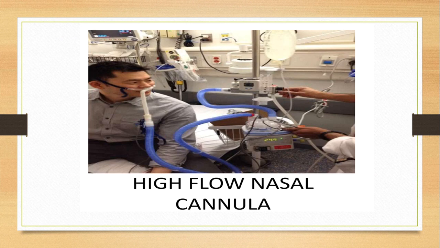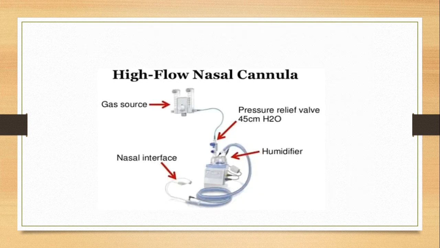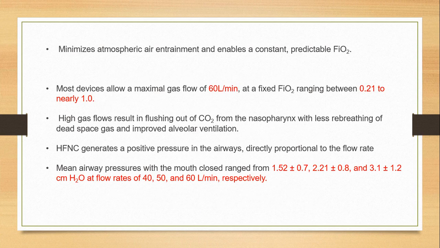So this is the picture of an HFNC setup. There is a gas source, then a humidifier, and a generator which blends the gases, and then these cannulas are placed onto the patient, and the humidified gas is delivered to the patient. It minimizes atmospheric entrainment and enables a constant and predictable FiO2. Most devices allow a maximal gas flow as high as 60 liters per minute, and the FiO2s can range from 0.2 up to 1.